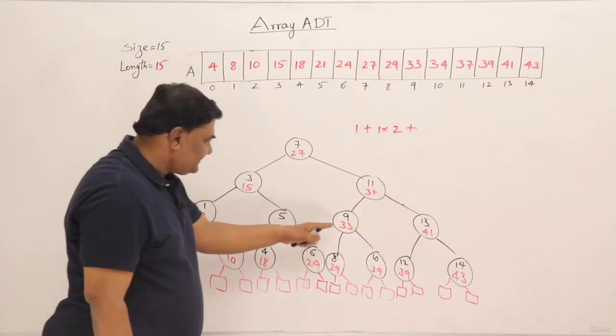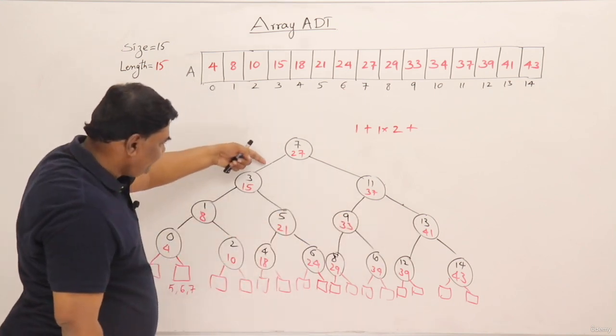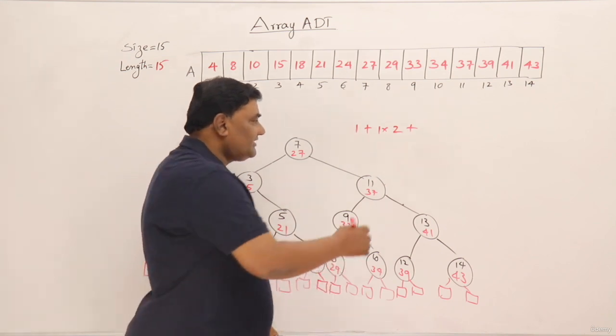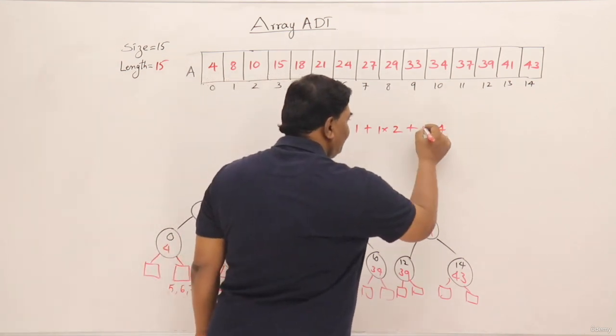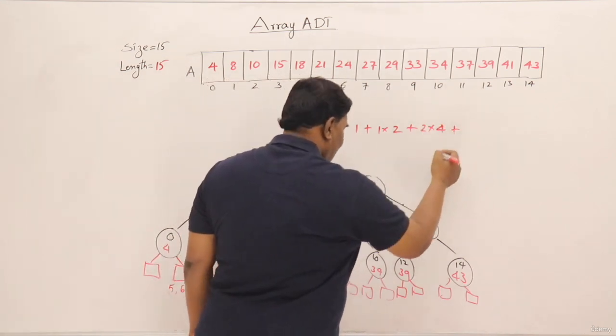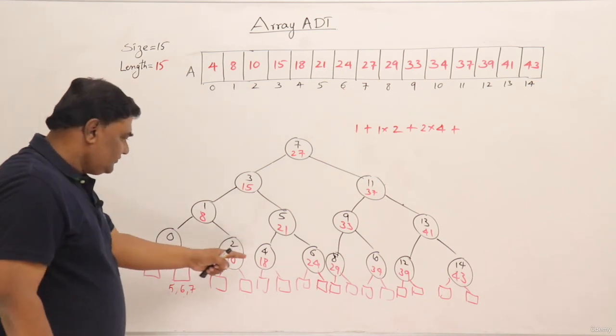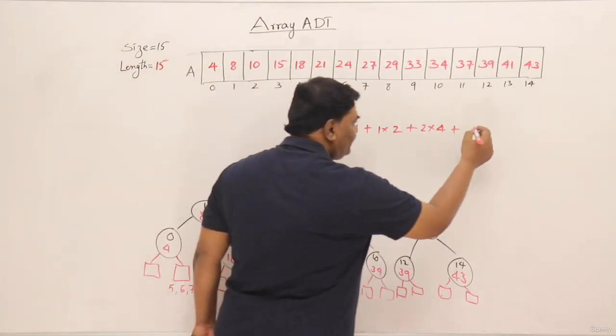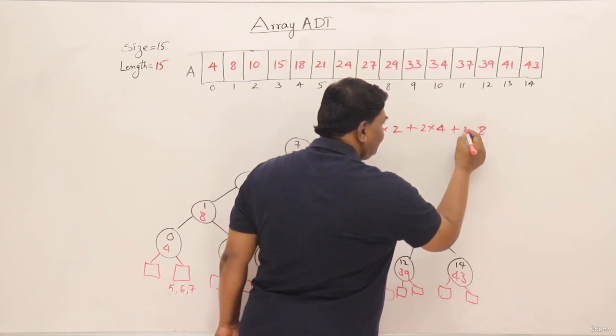Then these four elements, how many comparisons are required for each? 1, 2. For here also 1, 2. For this also 1, 2. So there are four elements which require two comparisons. Then 1, 2, 3, 4, 5, 6, 7, 8 elements which require three comparisons. So there are 8 elements which require three comparisons.